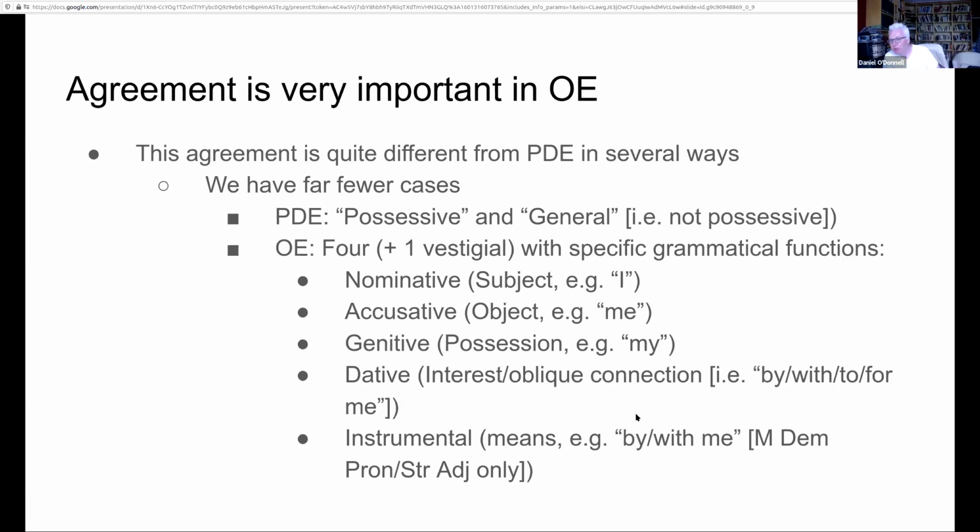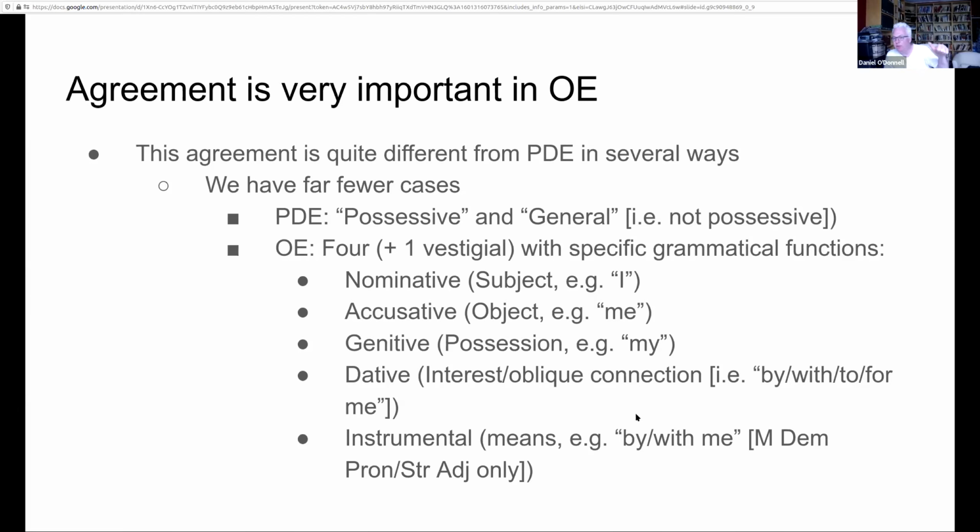So this is really different from modern English because we have way fewer cases. We basically got possessive in general, really not possessive, and we only have it on nouns and personal pronouns. But Old English has these 4, plus the 1 vestigial, with specific grammatical functions. So this is the same thing I said last lecture.